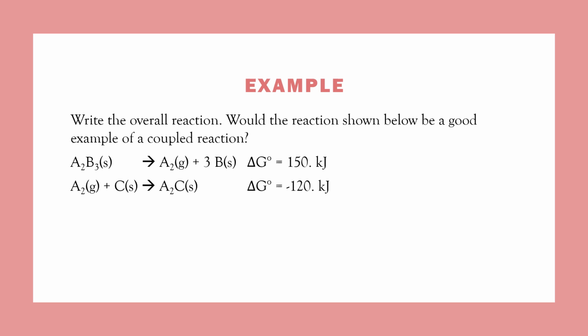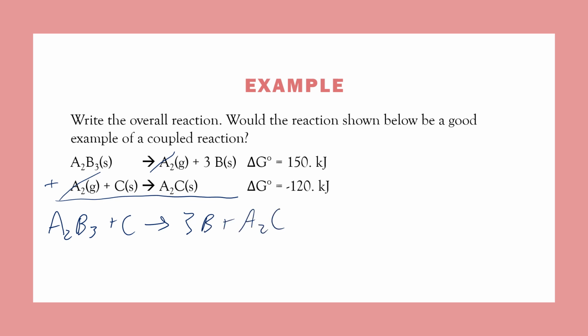Okay, so here we have two reactions, and the question wants us to write the overall. Let's do that first. So if we add the reactions together, A2 is an intermediate, so we have A2B3 plus C yields 3B plus A2C, and so we can also add their delta G values. 150 plus negative 120 gives us an overall delta G of 30 kilojoules.